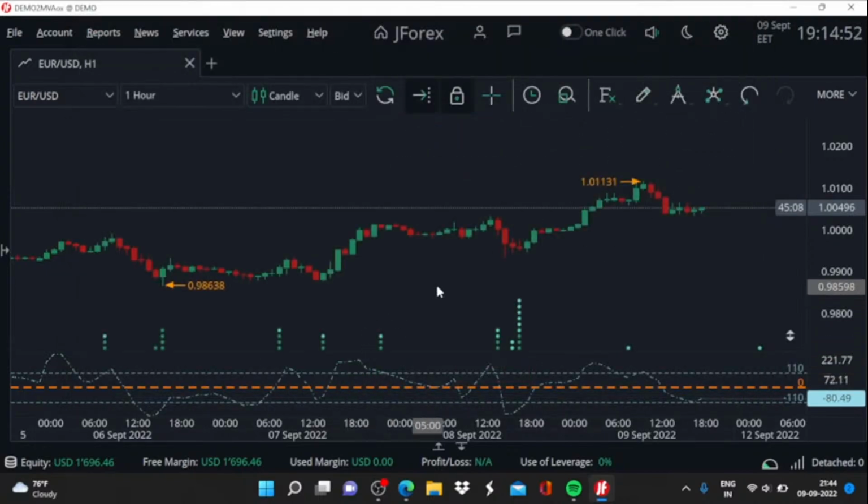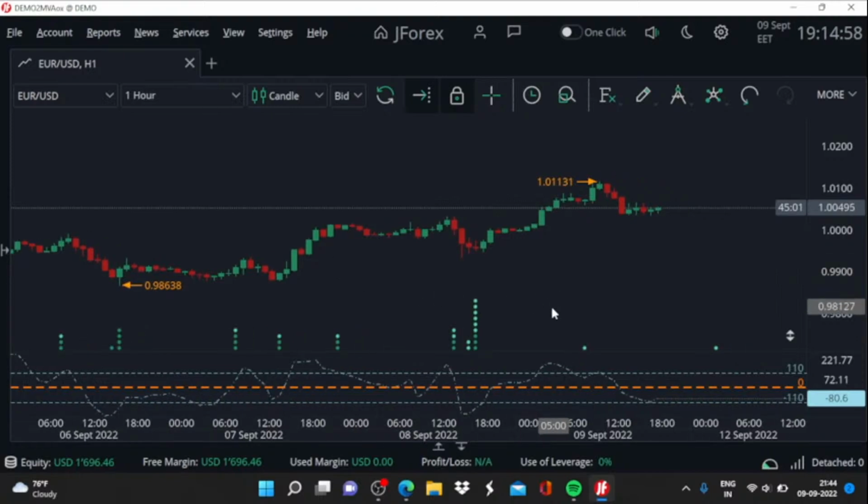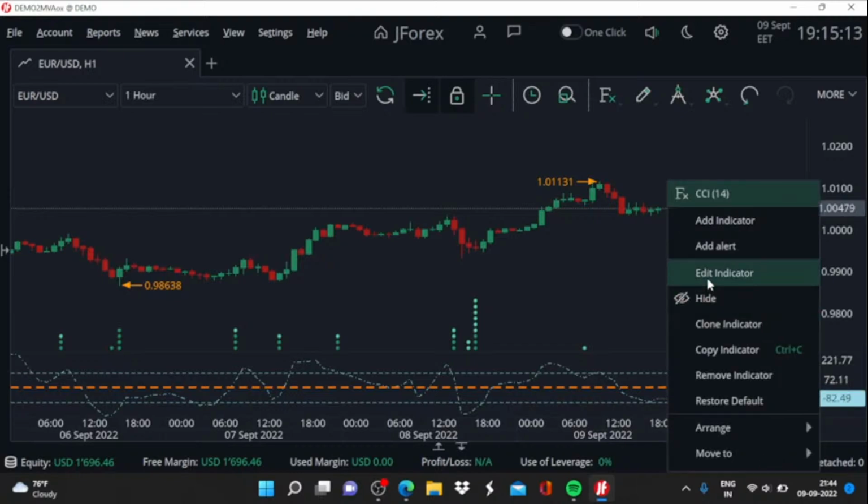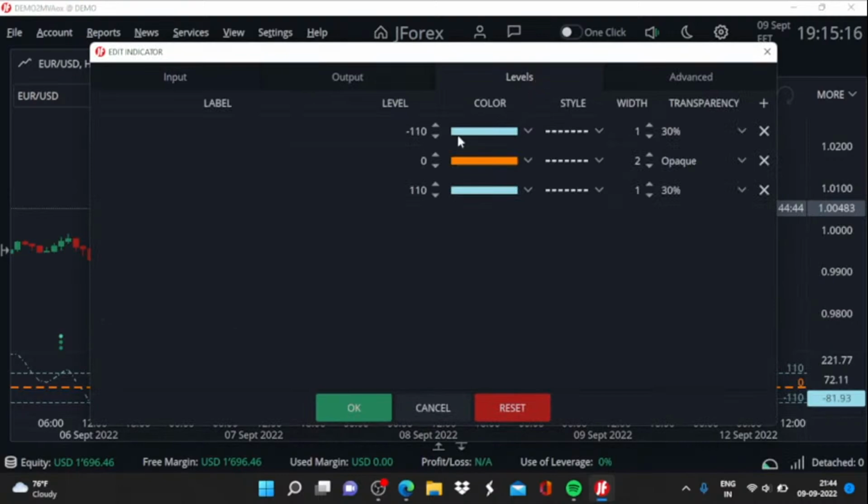So now the indicator is going to look a lot more different than what it was looking like in the initial part of this session. Here, this prominent orange line is the zero marker, and these two pale blue lines are 110 on the higher side, minus 110 on the lower side. So again, we now go back to restore these values to default. Usually, I even go with the default setup.